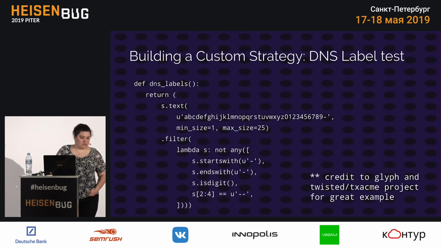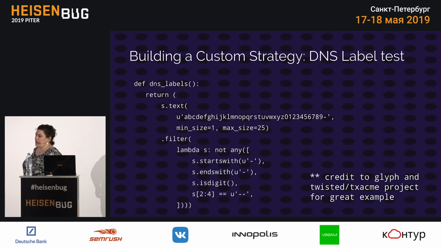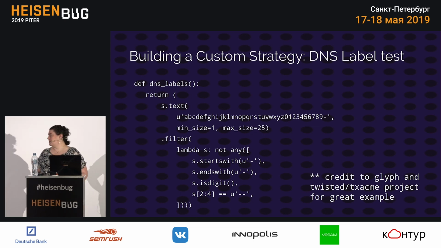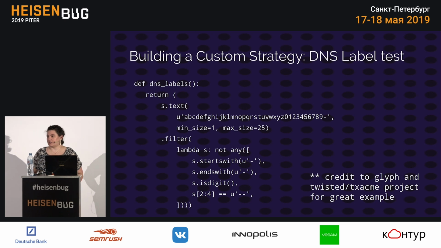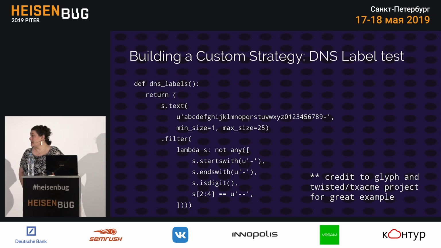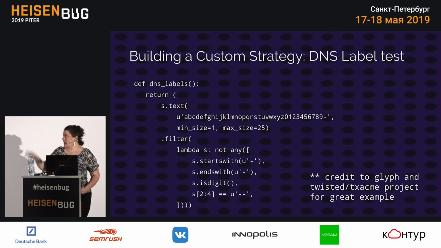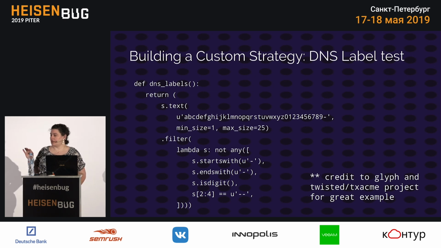And then finally, this is a DNS label test, and this comes from Glyph and the Twisted project, and that's on GitHub, so you can check it out. They have a whole library of custom objects and custom builds and custom tests that they've done with Hypothesis, and they're using the text and defining it very, very specifically with what they want in that string, and then the minimum and the maximum size of the string, and then filtering it out so that the data comes in the exact format that they need.